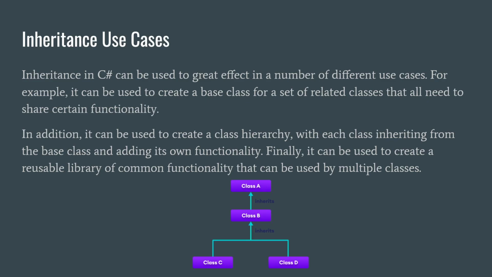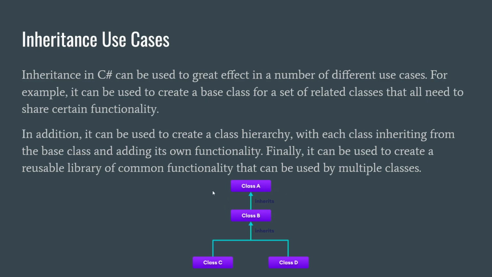Also, it can be used to create a class hierarchy. Now, what is a class hierarchy? As you can see in the picture, we have class A, the base class. Class B is inheriting from class A, so that's a derived class. Now class C is inheriting from B, and D is also inheriting from B. So that shows you the hierarchy.